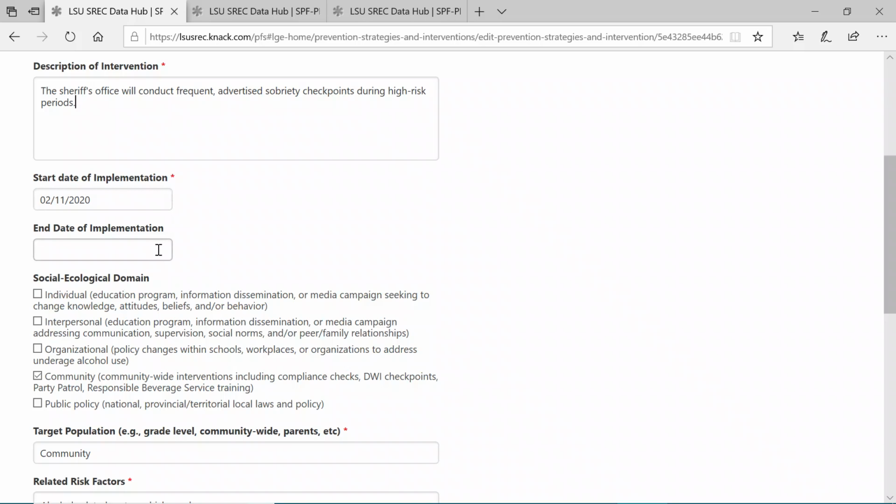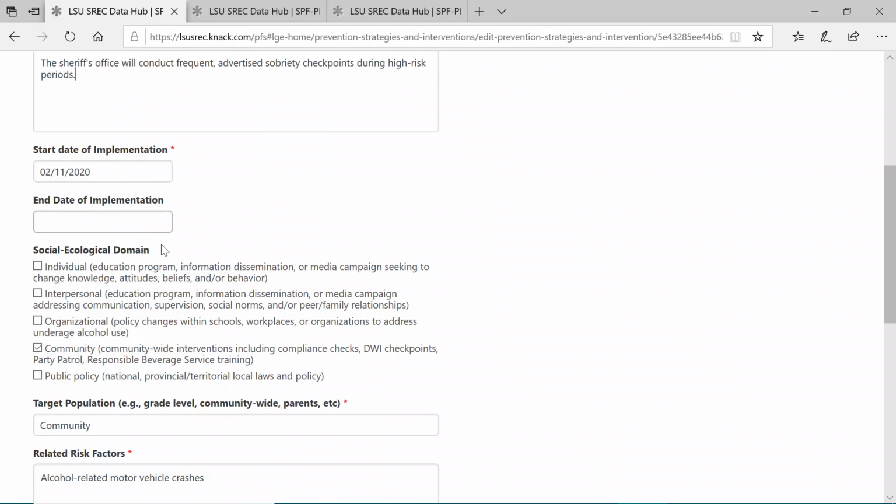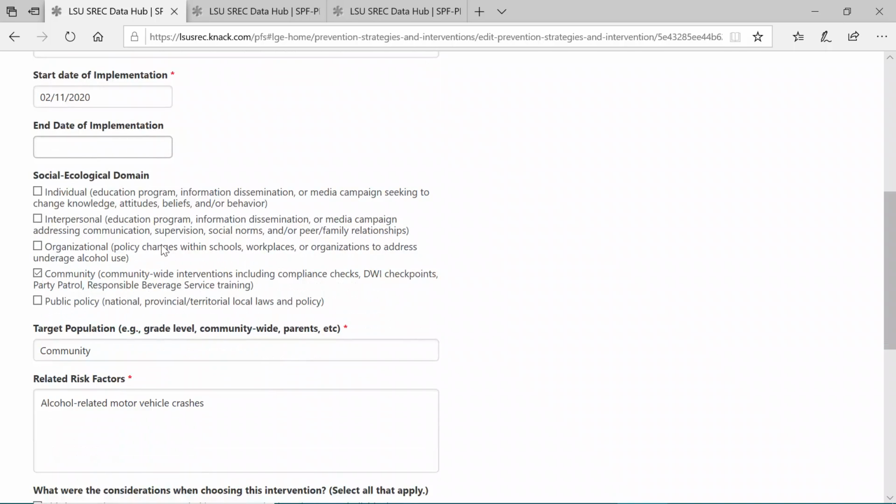We have an end date of implementation. Not every intervention will have this. That's why it's not required to have that little red star. But if it does have an end date, we'd like you to put it there. We'd also like you to choose the relevant social ecological domain to this intervention. And as you can see, I can choose more than one if they apply.